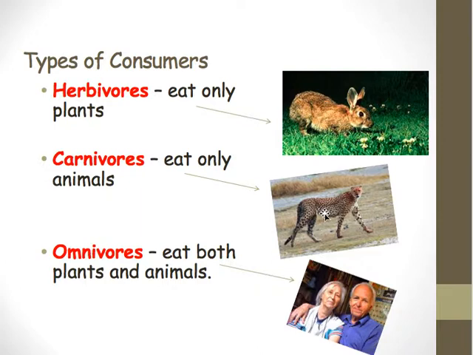Carnivores eat only animals. And omnivores eat both. So we are omnivores. Usually as you increase through the food pyramid, the energy pyramid or the food chain, you're going to get carnivores. Omnivores are kind of in the middle of that food chain. We're kind of an exception to that rule. But herbivores are going to be at the bottom of the food chain, right above producers.